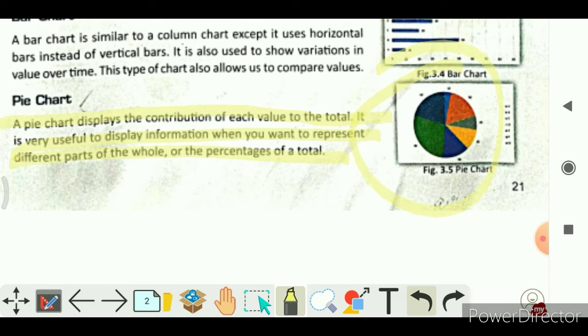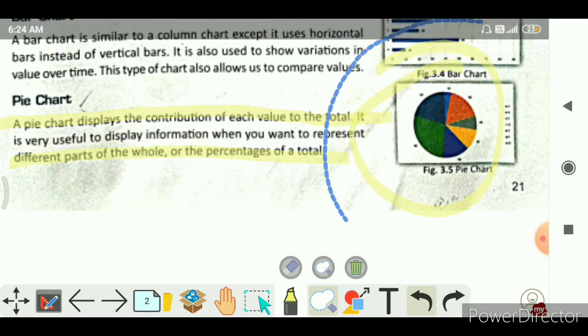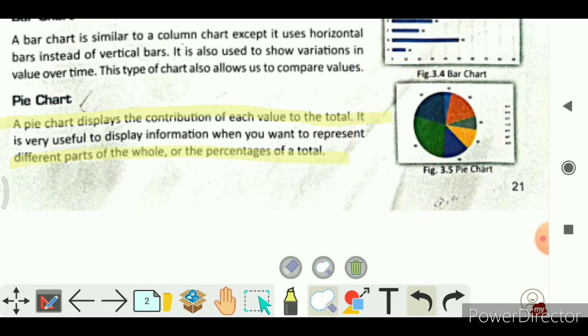Here each and every portion shows the percentage of the data which contributes to the whole data, right? The whole accumulation of the data. So this is one of the very important charts which is present in MS Excel, right?